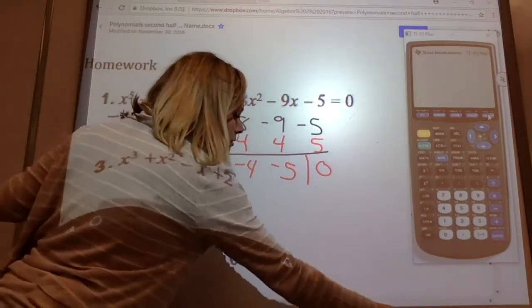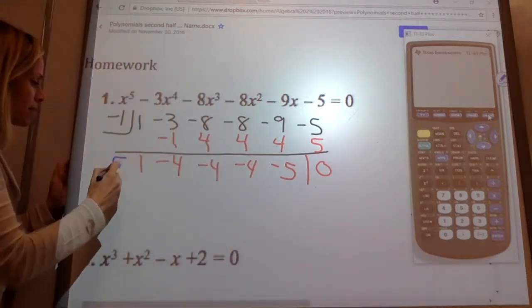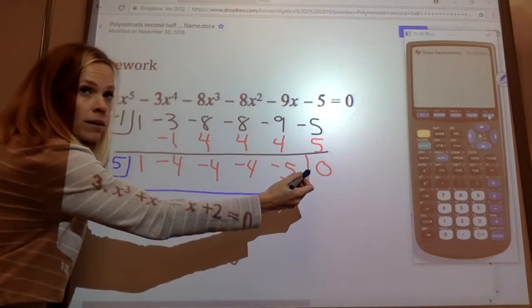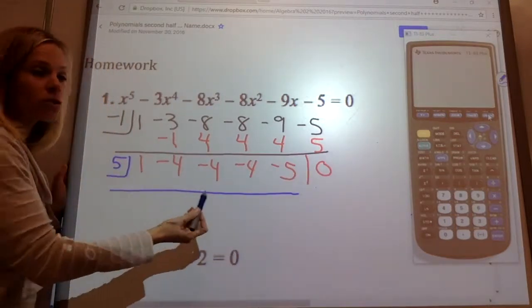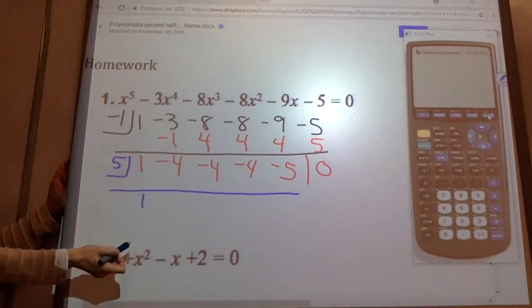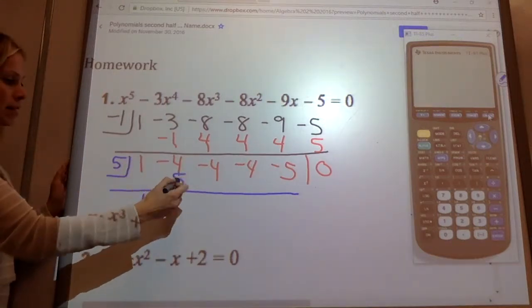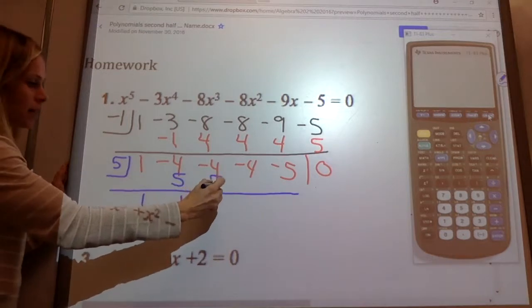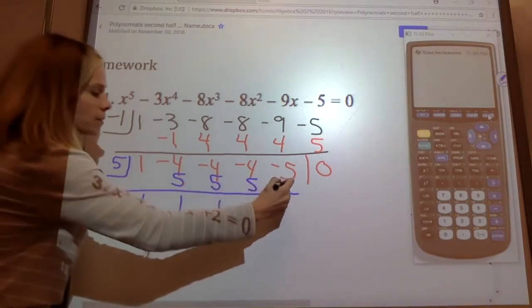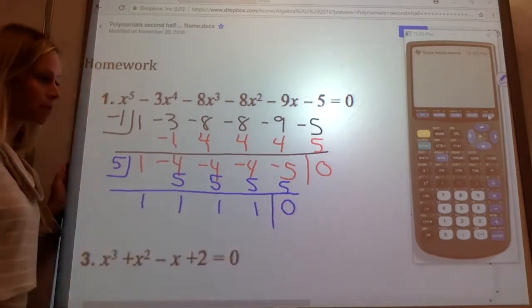5, okay. So from right here, I'm going to set up synthetic division of 5. Do not include the remainder. That's never in your synthetic division. You're only going to go till -5. So then again, bring down the first term. Multiply, add, multiply, add, multiply, add, multiply, add, and you get 0 again.